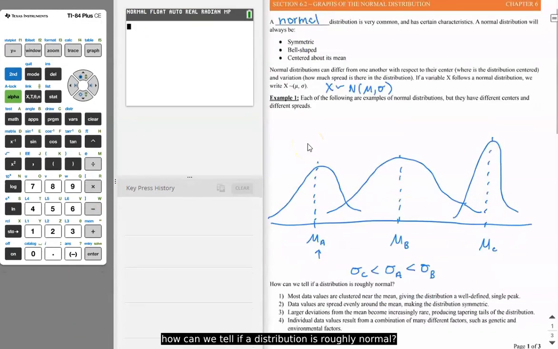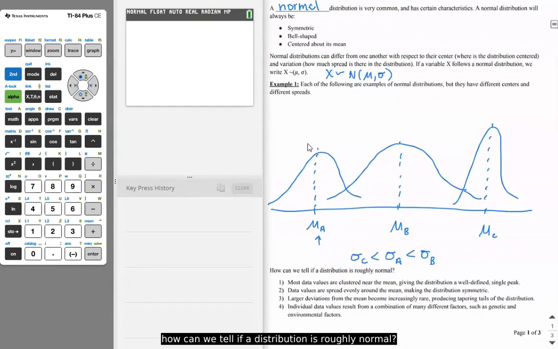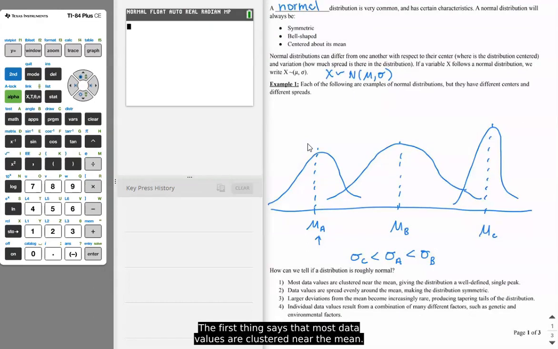Okay, so with that, let's take a look. It says, how can we tell if a distribution is roughly normal? There are 4 things we can look at. The first is that most data values are clustered near the mean, giving this distribution a well-defined single peak. And we see that single peak with each of the ones from the last example. The second is that data values are spread evenly around the mean, making the distribution symmetric.